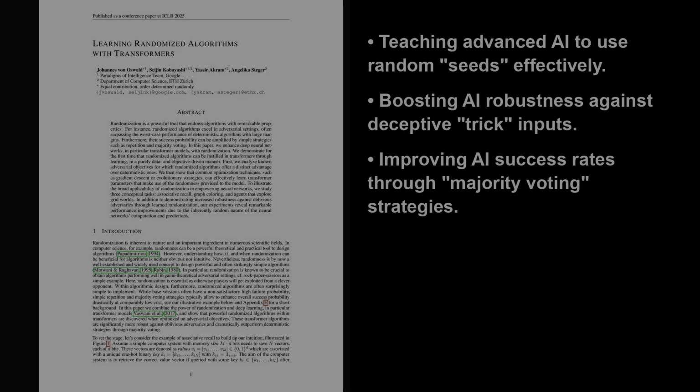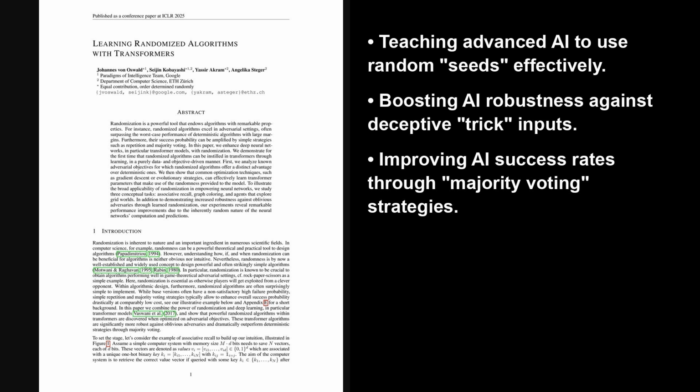So to wrap things up, we've seen how this approach allows transformers, which are powerful AI models, to truly learn randomized strategies. The key takeaway is that by training with a specific objective called the LQ objective, instead of just standard methods like expected risk minimization, which typically doesn't encourage using randomness, these models can leverage random seeds to become much more robust, especially against tricky adversarial situations. And techniques like majority voting can then push their performance even higher. It's a fascinating step in making AI more adaptable.